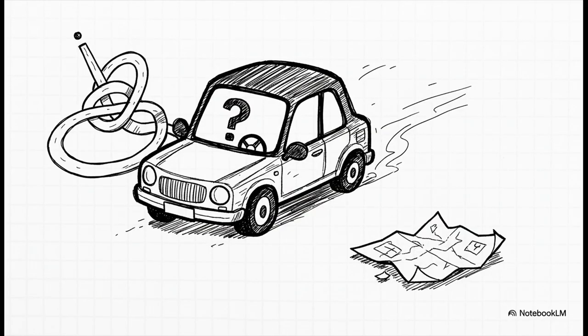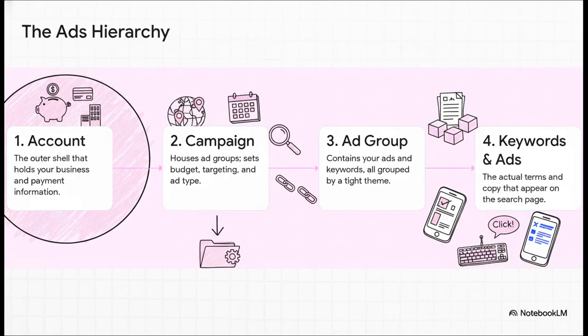Running a Google Ads account with a messy, disorganized structure, well, it's like trying to drive a car that doesn't have a steering wheel. You're going to burn through fuel, which is your budget, and you're never, ever going to reach your destination. The structure itself is actually a really clear hierarchy. At the very top, you've got the account. That's where all your business and payment info lives. Simple enough. Below that, you have your campaigns. This is where you set the big picture strategy. You know, your overall budget, where you're targeting, and the type of campaign, like search or shopping.